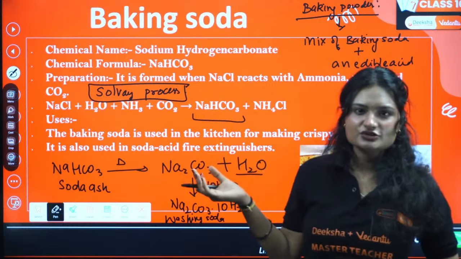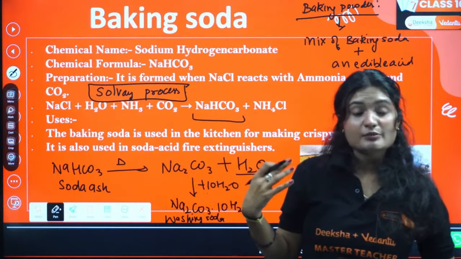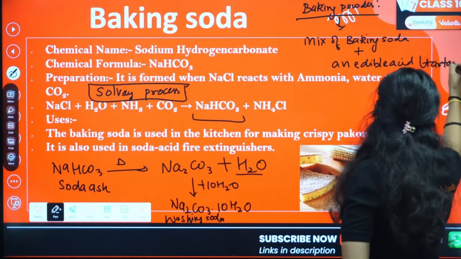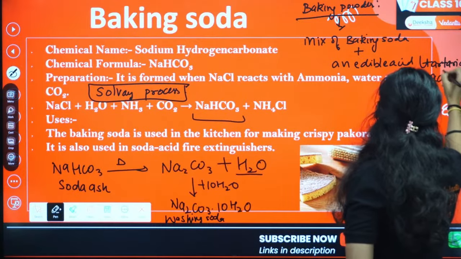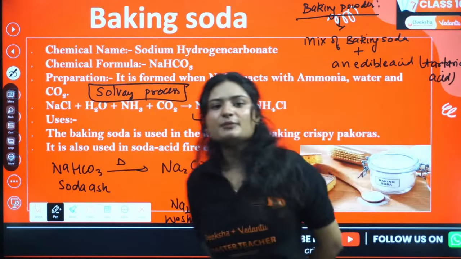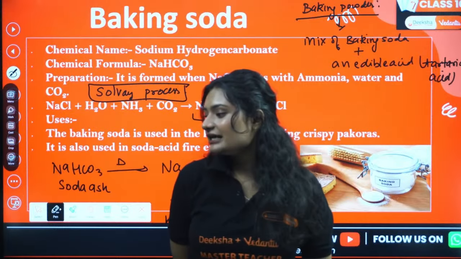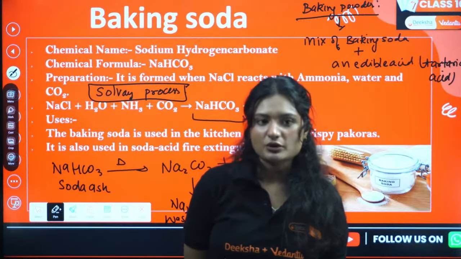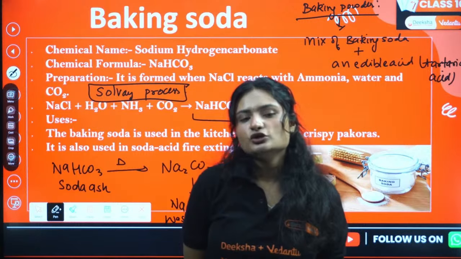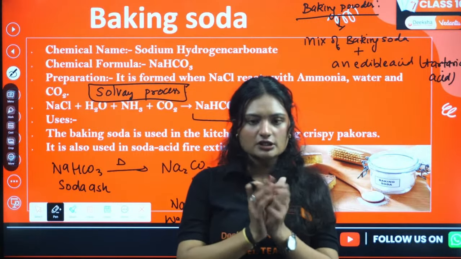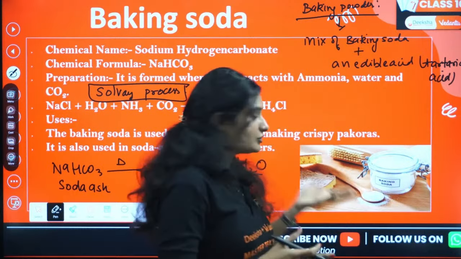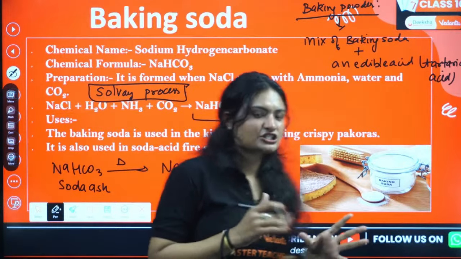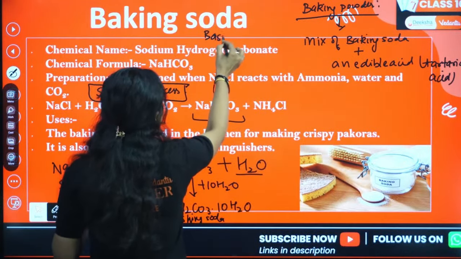You have oxalic acid, you use tartaric acid, it is in tamarind. Normally we use tartaric acid. Clear? So baking powder is a mixture of baking soda and an edible acid, that is tartaric acid. Normally that's what we use. The difference is if you want your pakoda or whatever you're cooking to look fluffier, that's when you use baking soda, because baking soda is basic in nature. Remember this is basic in nature.